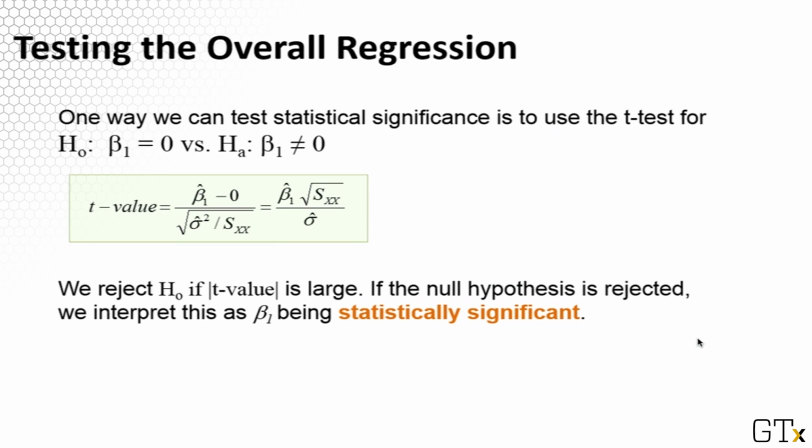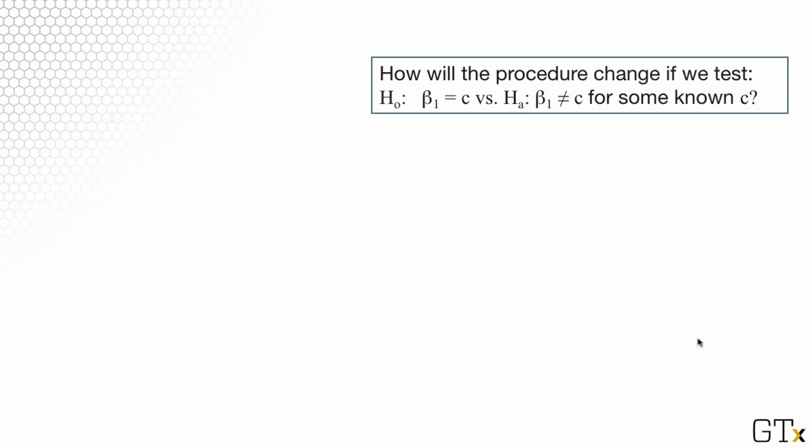You will see that in this course, I will use this terminology across many contexts. Statistical significance means that beta 1 is statistically different from 0.